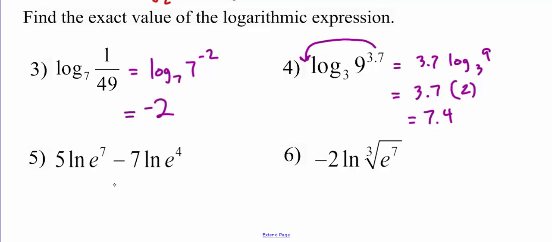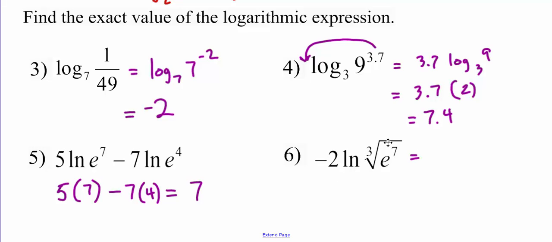All right, number 5. What I would think about this here is we've got 5 times the natural log of e to the 7. Well, the natural log of e to the 7 is 7, minus 7 times the natural log of e to the 4th. That's just 4. So we've got 35 minus 28. That's exactly 7.